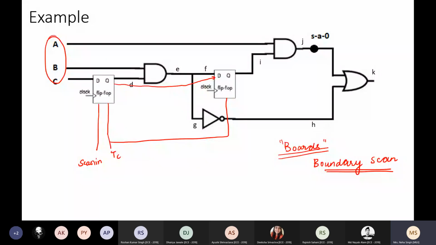Okay? Any problem in this? That is all for today. We'll continue with the circuit and its use in the boundary scan in the next class so that we finish in the next class. Any problem in today's class?